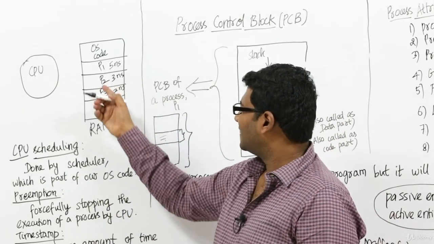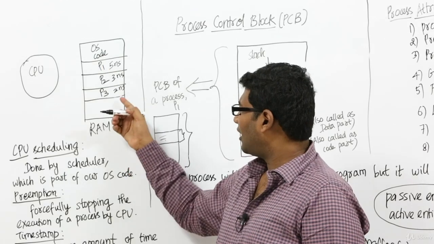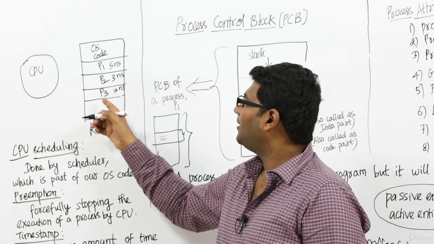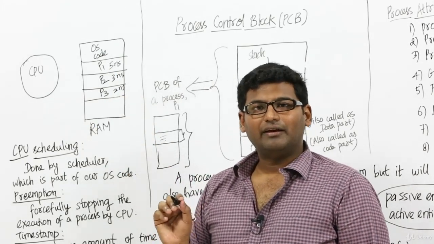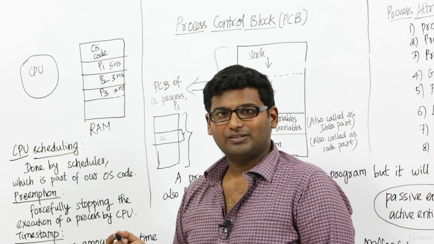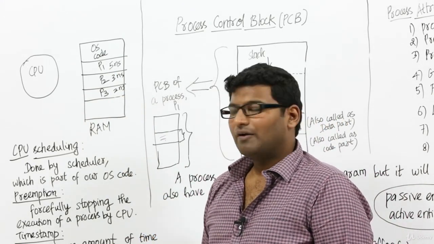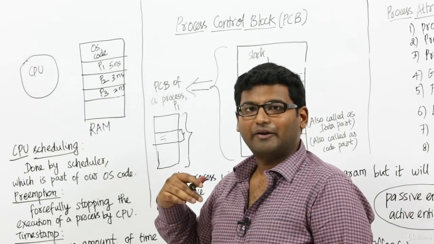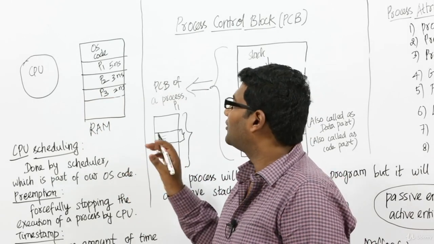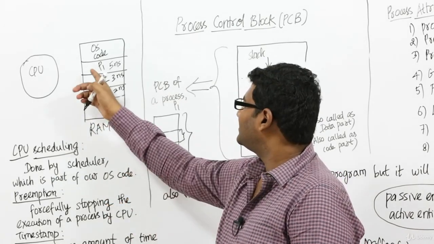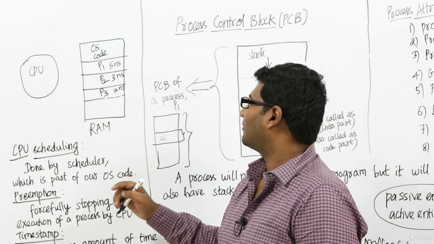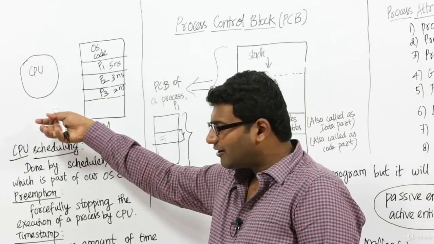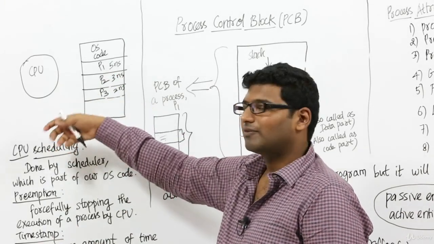Now among these three, the process with the shortest execution time will be executed first. That's what the shortest job first scheduling algorithm says. Whichever process requires the shortest execution time should be executed first. Now among these three, P3 needs the shortest execution time, right? It needs only 2 nanoseconds from the CPU, whereas P2 needs 3 nanoseconds from the CPU, and P1 needs 5 nanoseconds from the CPU.